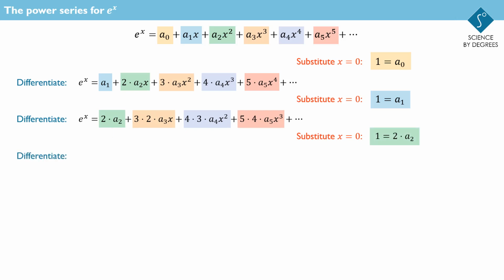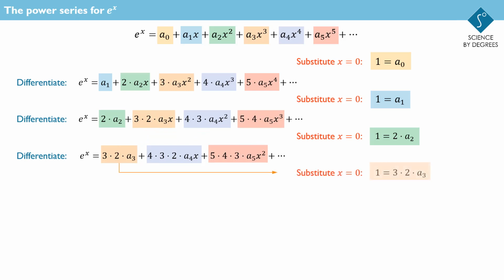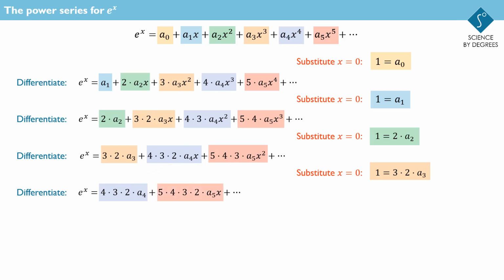Differentiate. And substitute x equals 0. The 3 times 2a3 is the only one to survive. Differentiate. And substitute. 4 times 3 times 2a4 survives.